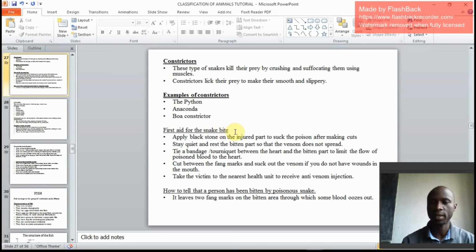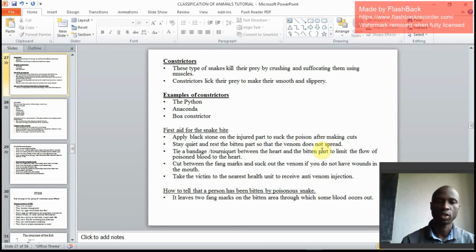Once you are bitten by a snake, how do we help that victim before taking them to the hospital? That is first aid for snake bites. We apply a black stone on the injured part to suck poison after making cuts. We just get your black stone, then you put it there on the injured part. Then stay quiet and rest the bitten part so that the venom doesn't spread.